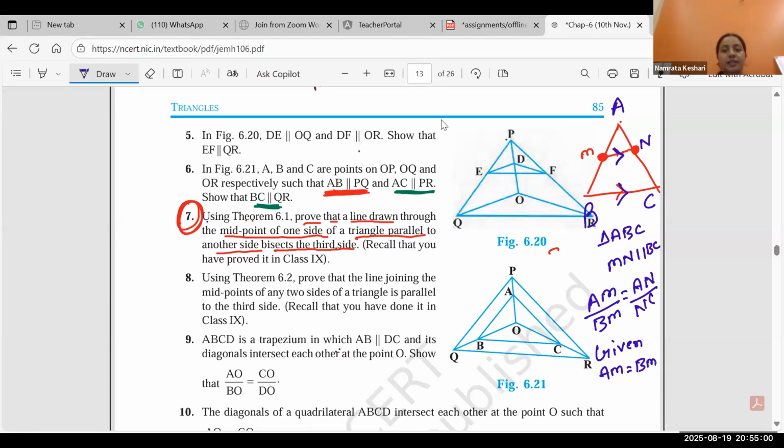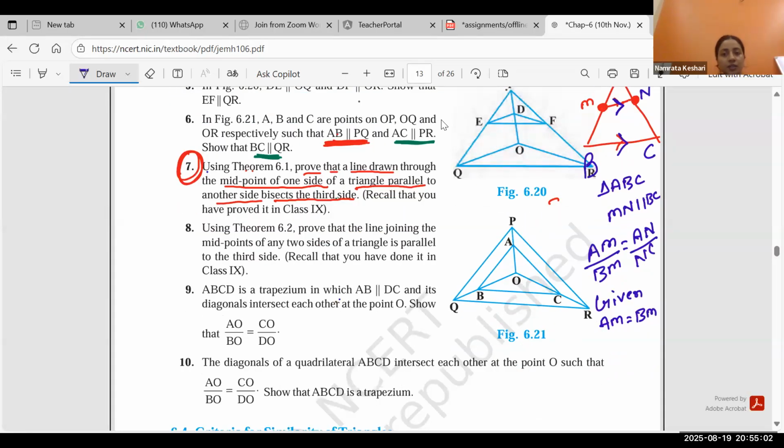Look at our ratio carefully, AM by BM, numerator and denominator. Okay, one of the side is having AM by BM, and if we are saying both are same, both are same, that means both will cancel out each other. Yes or no?